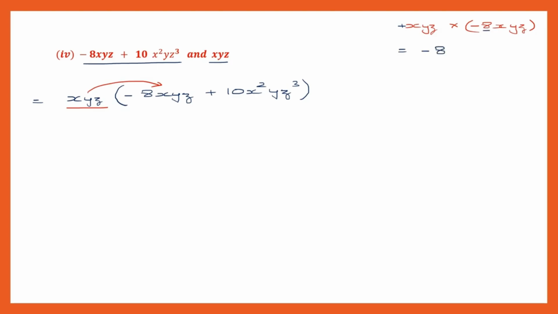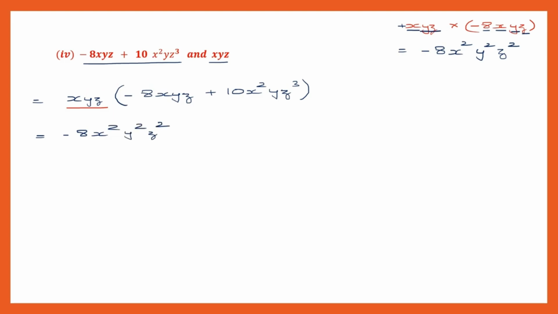Now let's look at the variables. We have 1x here and 1x here. That will be x to the power of 2. 1y and 1y. So y to the power of 2. 1z and 1z. So z to the power of 2. So what do we have here? Minus 8x square y square z square. So we finished with the first one.